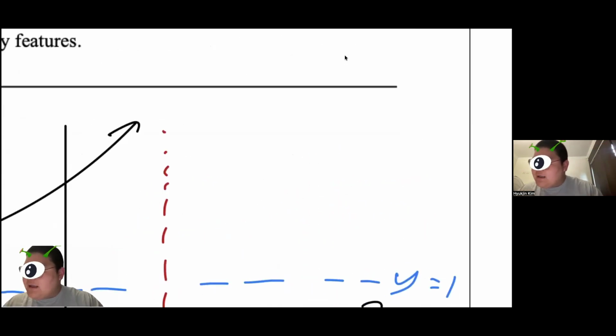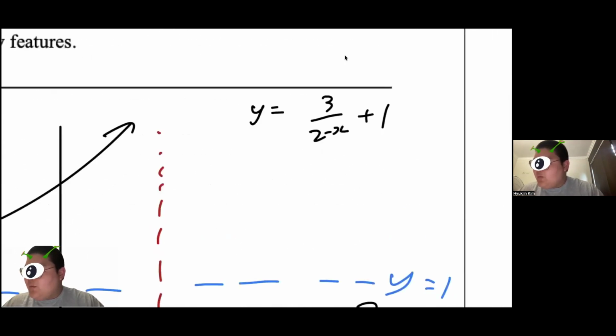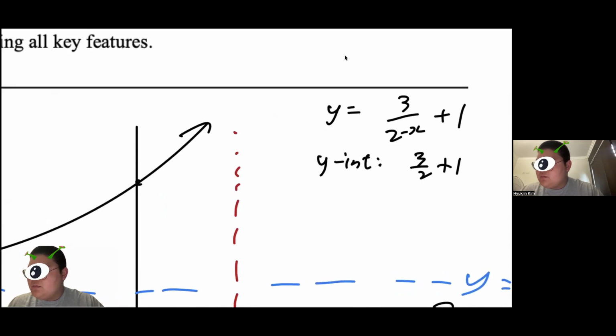Now, I have y equals negative. Oh, I actually don't have to worry about the negative outside in this case. It's just solve it. Plus 1, plus 1. Yep. The y-intercept is when x equals 0, which is 3 on 2 plus 1, which is 5 on 2.